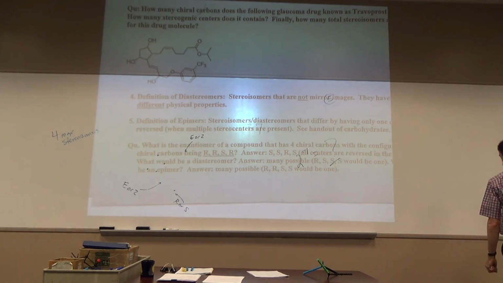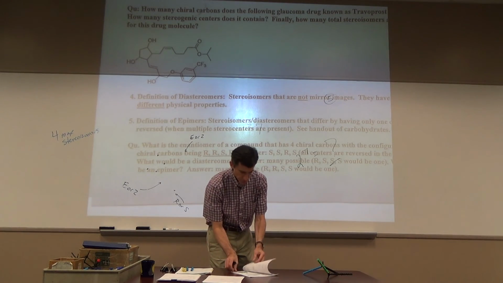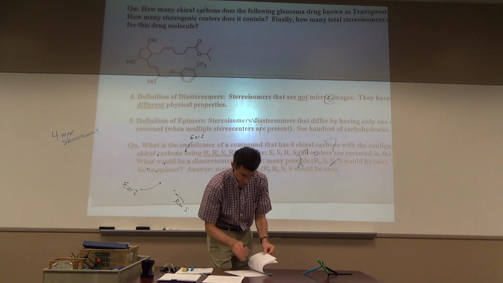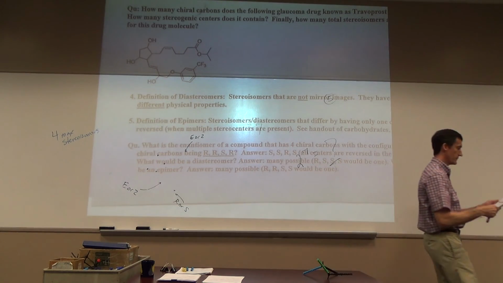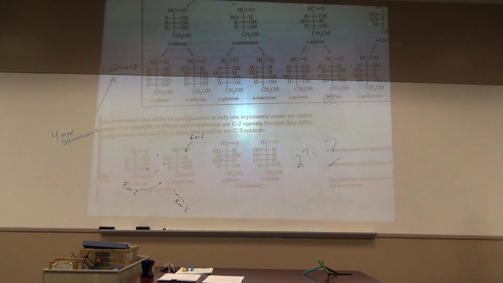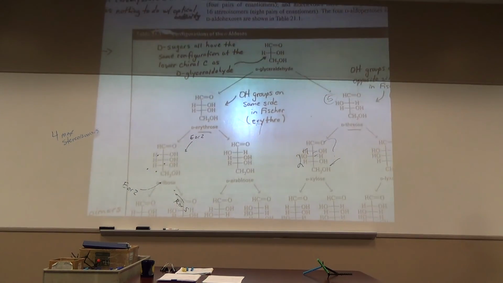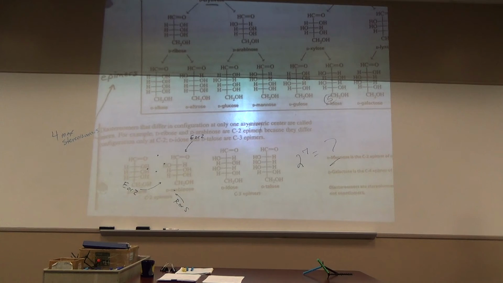For example, if we turn back over to the carbohydrates, we can illustrate this with those compounds. So in that case, you got to have 3 or more stereocenters. No, you have to have 2 or more. If you have 2 and you reverse one, then it's just a diastereomer. An epimer is a type of diastereomer.